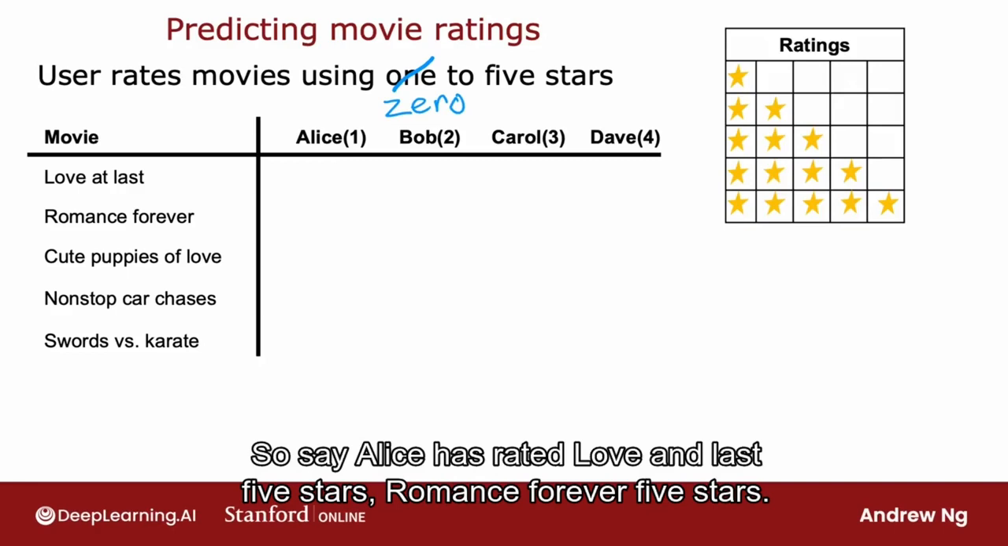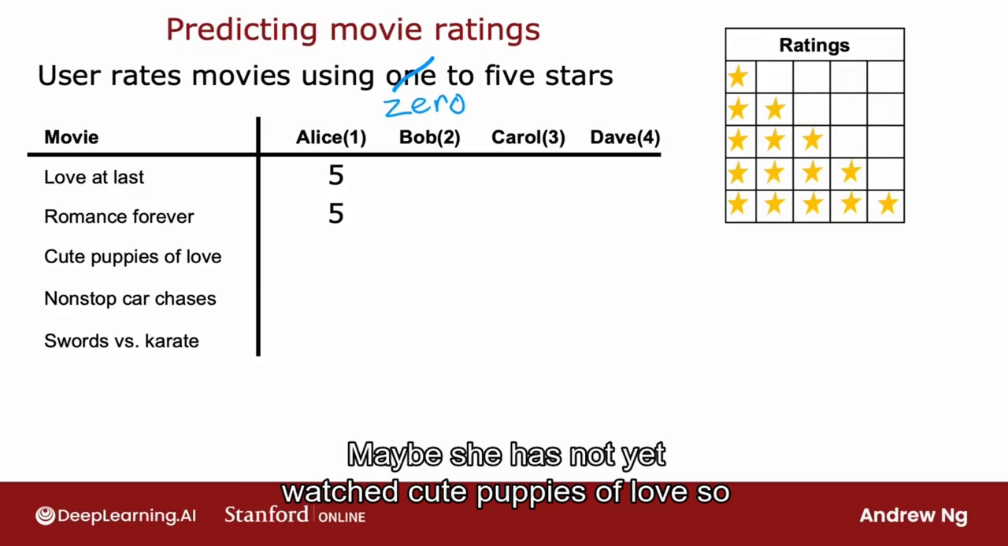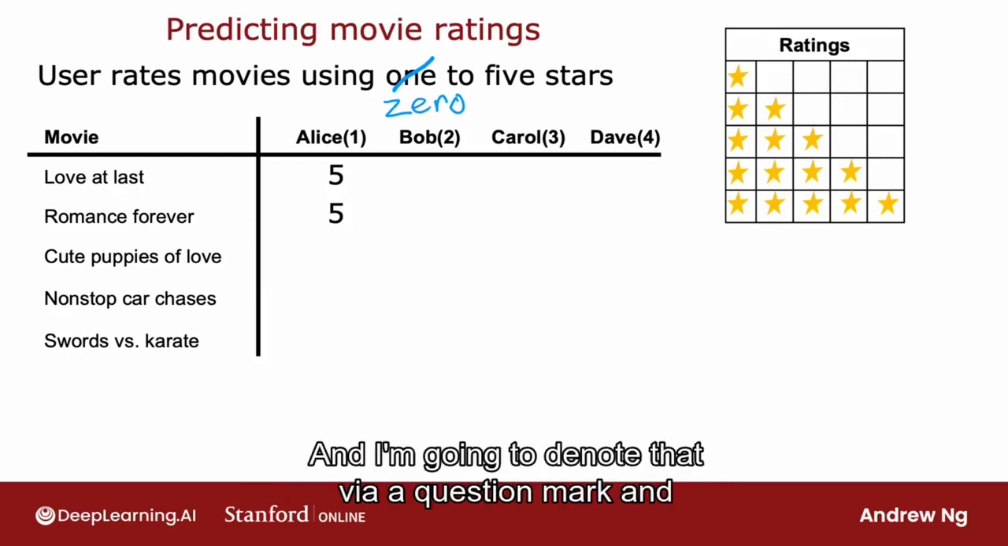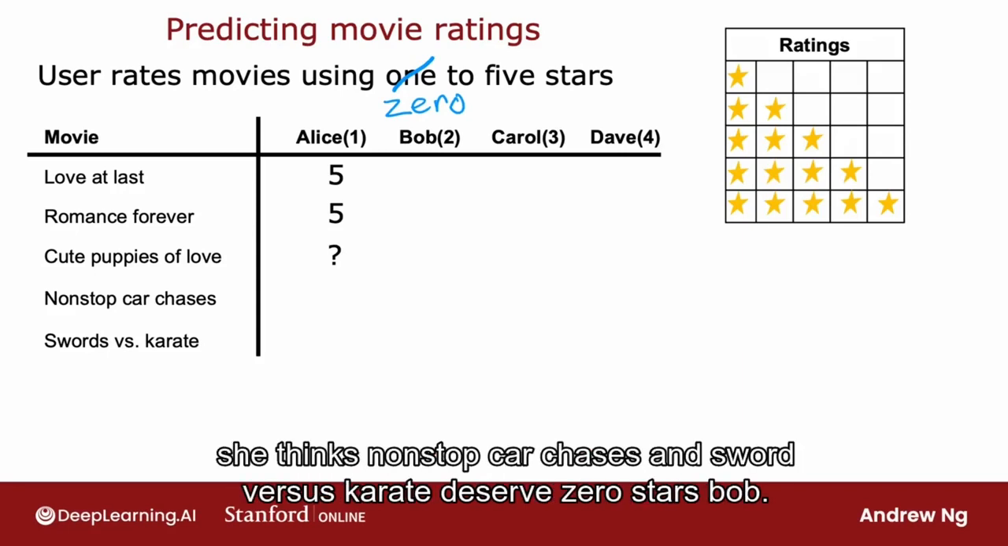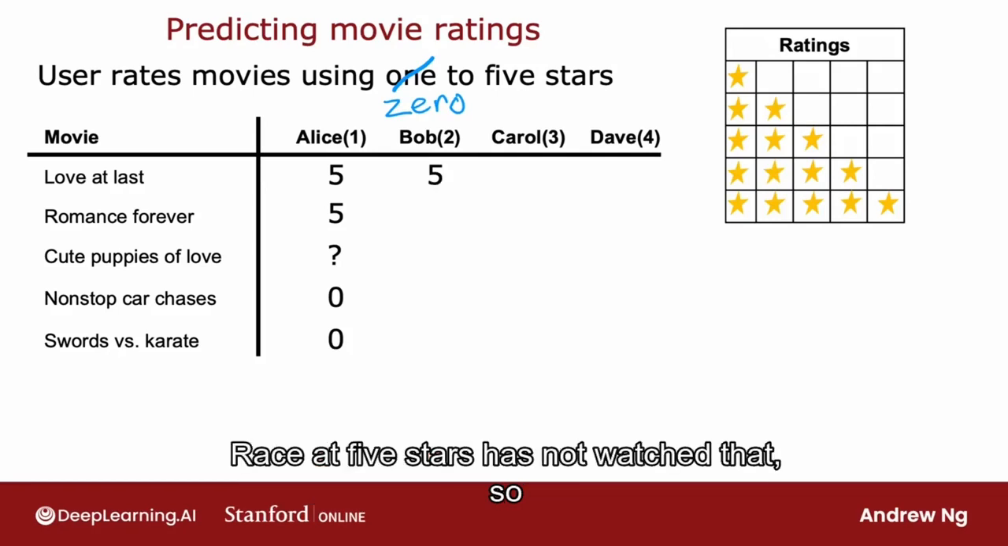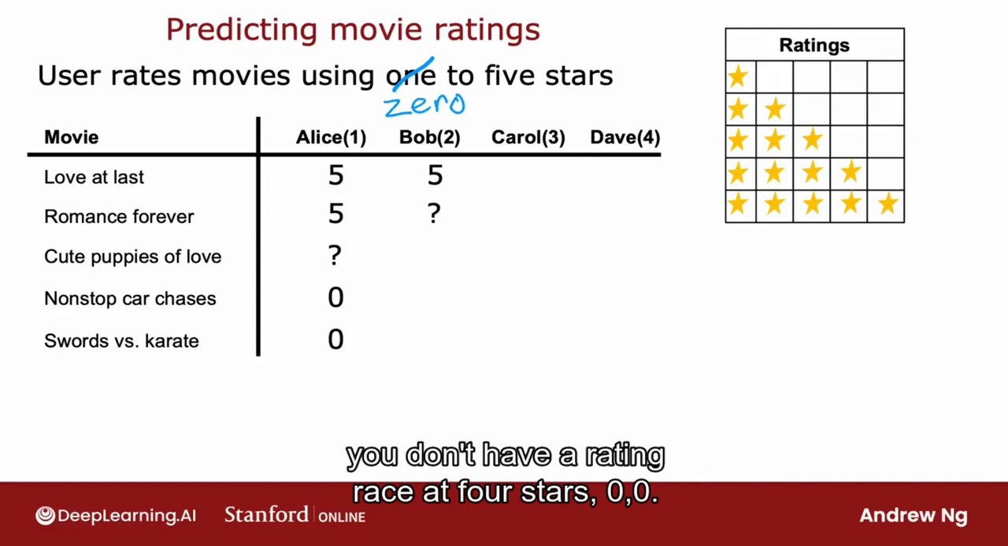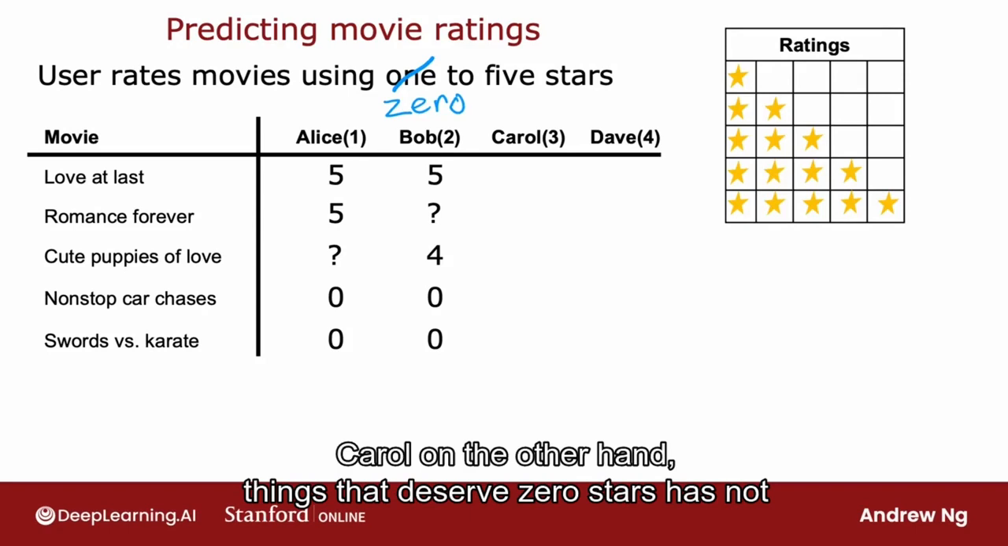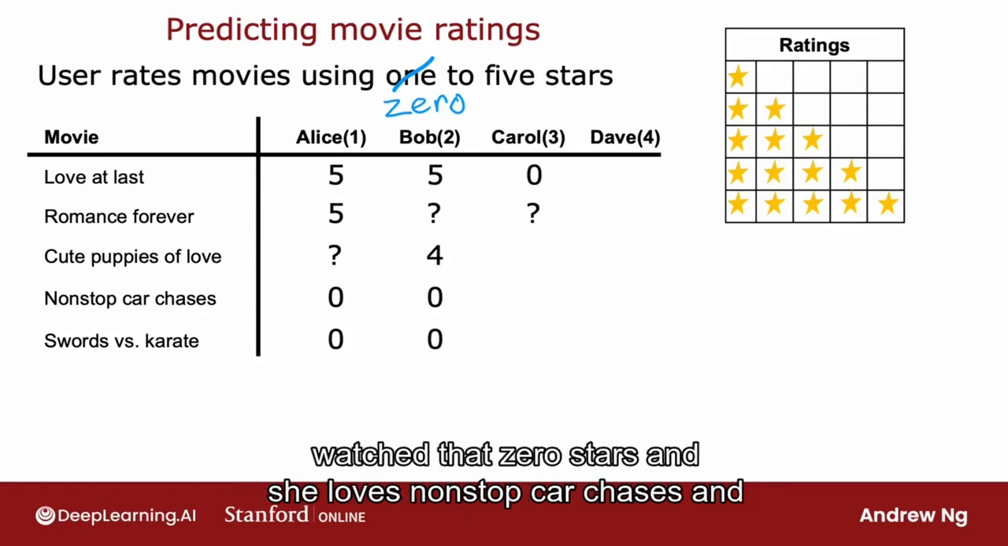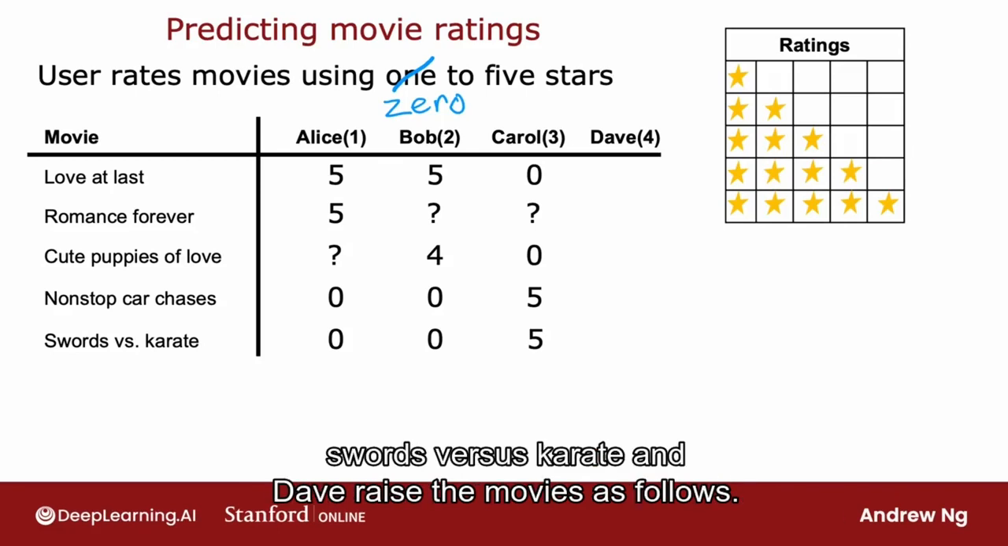So say Alice has rated Love at Last 5 stars, Romance Forever 5 stars. Maybe she has not yet watched Cute Puppies of Love, so you don't have a rating for that. And I'm going to denote that via a question mark. And she thinks Non-Stop Car Chases and Swords vs. Karate deserve 0 stars. Bob rates it 5 stars, has not watched that, so you don't have a rating. Rates that 4 stars, 0, 0. Carol, on the other hand, thinks that deserves 0 stars, has not watched that, 0 stars, and she loves Non-Stop Car Chases and Swords vs. Karate. And Dave rates the movies as follows.